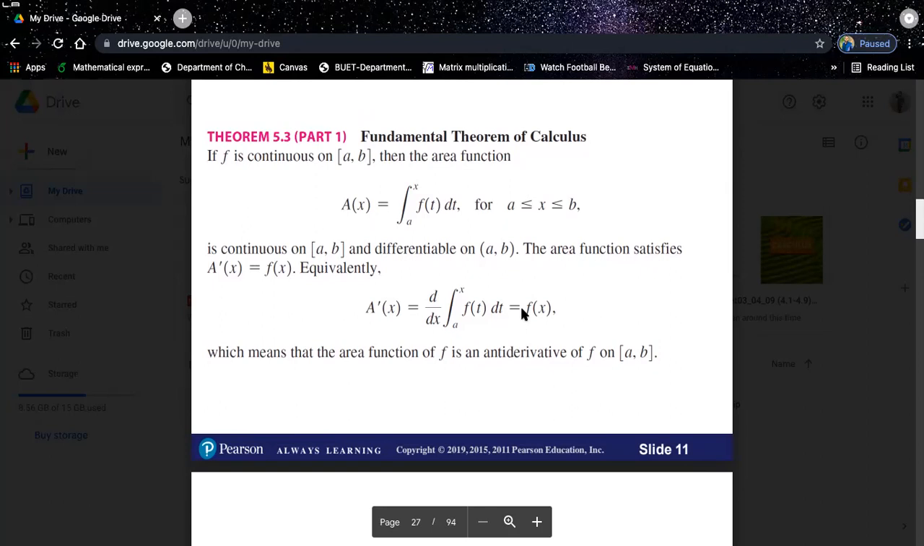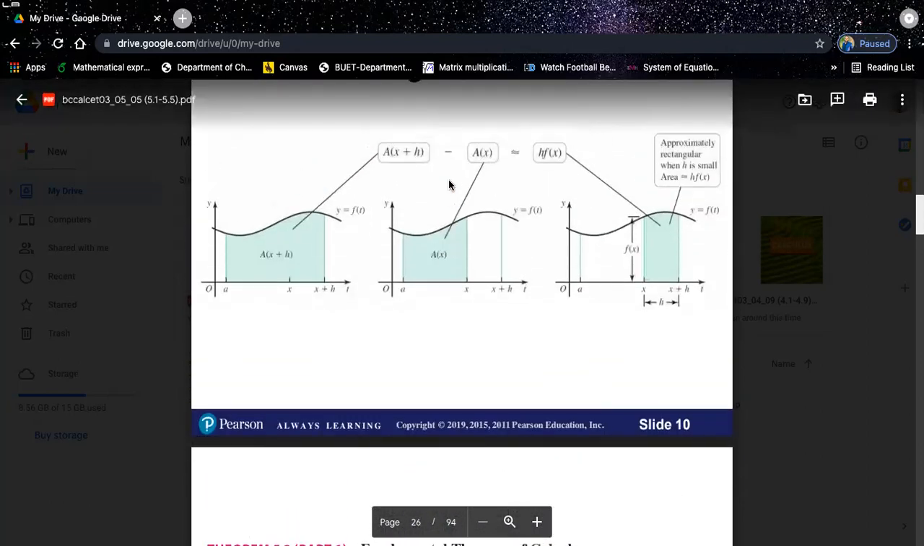Okay, so now the last part is saying that the area function of f is an antiderivative of f on that interval. Isn't it what we actually know from the first instance of integrals or integration, right? That this area function is actually the antiderivative of this, right? We know this. This is the way we define it. This is what the statement is also trying to say. Okay.